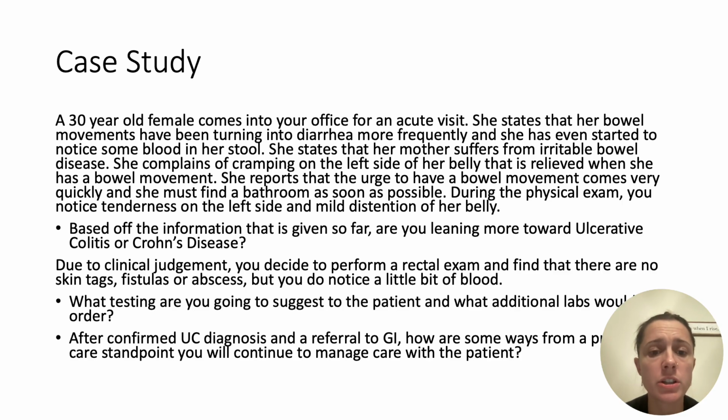She reports that the urge to have a bowel movement comes very quickly, and she must find a bathroom as soon as possible. During the physical exam, you notice tenderness on the left side and just some mild distension of her belly. So based off of the information that is given so far, are you leaning more towards ulcerative colitis or Crohn's disease? So due to clinical judgment, you decide to perform a rectal exam and find that there are no skin tags, fistulas, or abscesses, but you do notice a little bit of blood. What testing are you going to suggest to the patient, and what additional labs would you order?